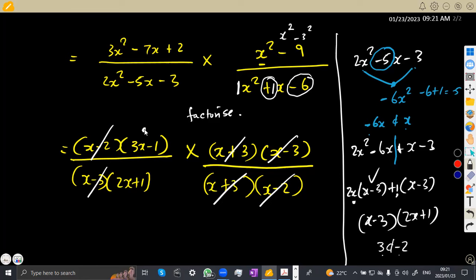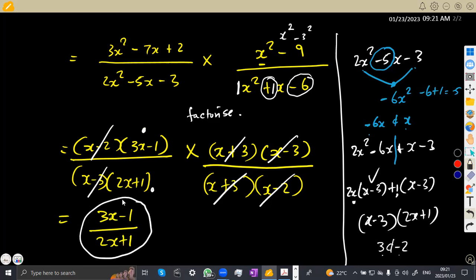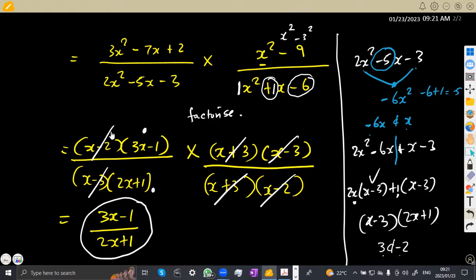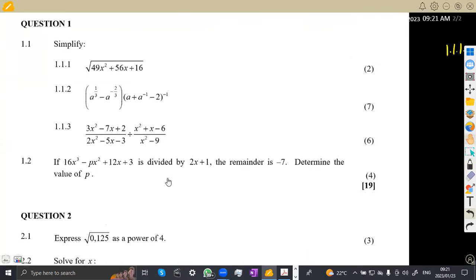We are remaining with 3x minus 1 and 2x plus 1. These two are not common, so they cannot cancel each other. So we've got 3x minus 1 over 2x plus 1. This is going to be the resultant expression that we are going to have at the later stage. So that was the typical question that we had there.